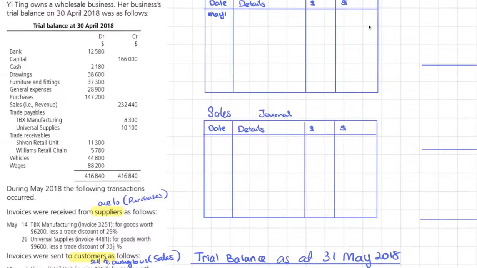May 14, TBX Manufacturing. We just need to write the exact amount, 6,200. You must show your working of reducing the discount. Trade discount. We need to write trade discount every time so that we remind ourselves this is where trade discount happens. 1,550. So we get 4,650.